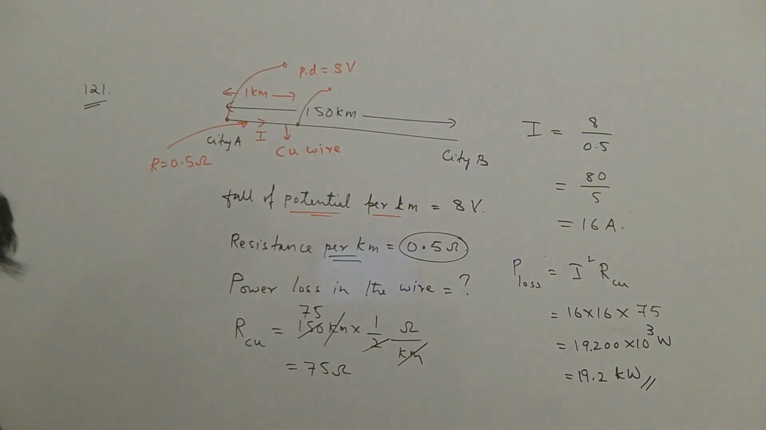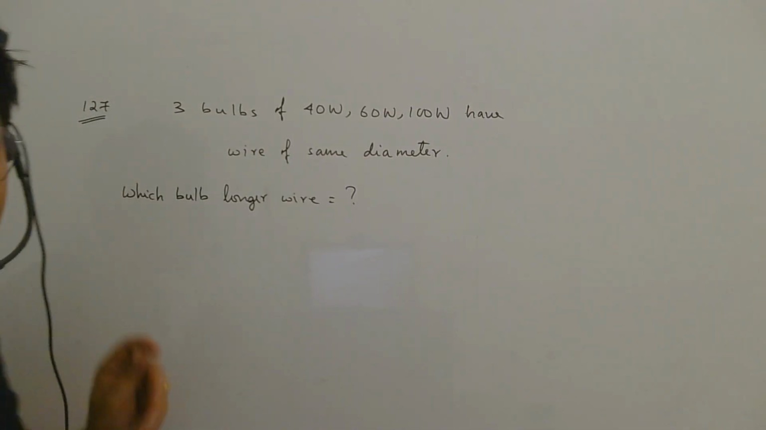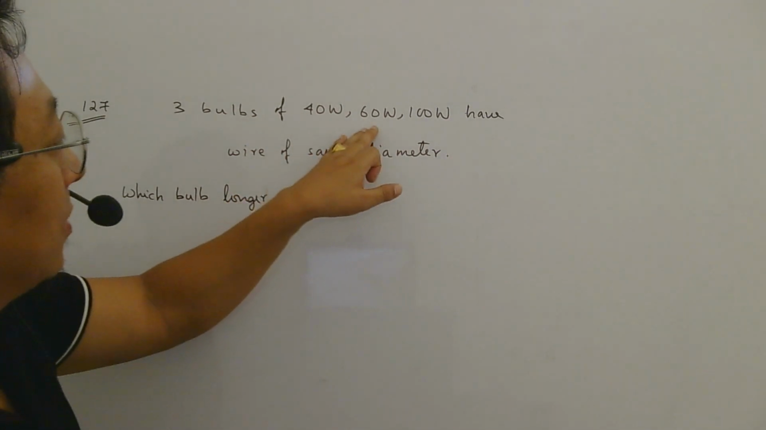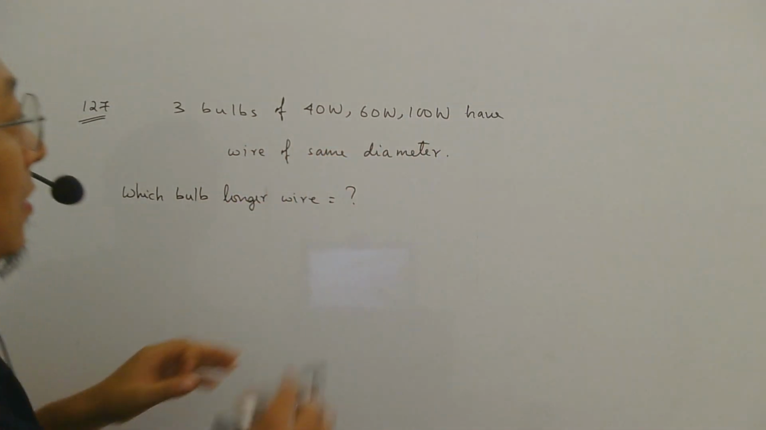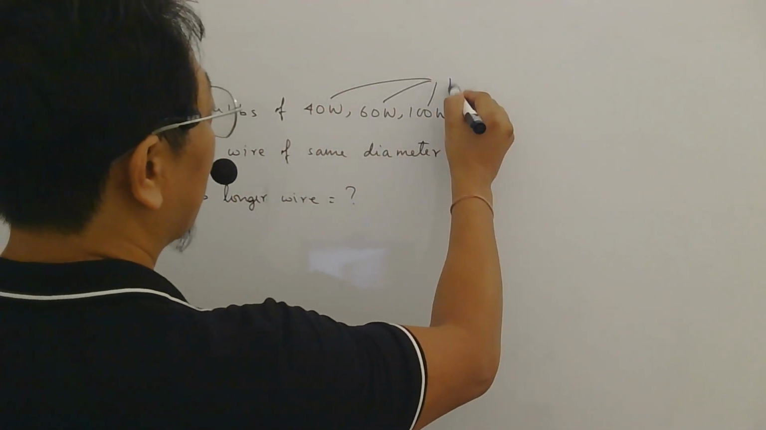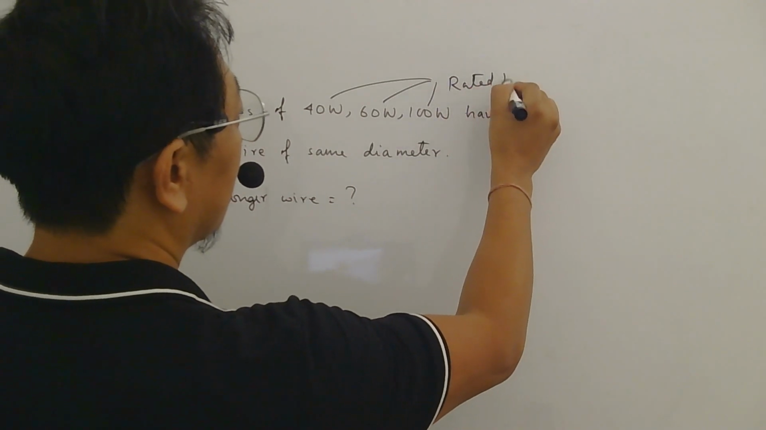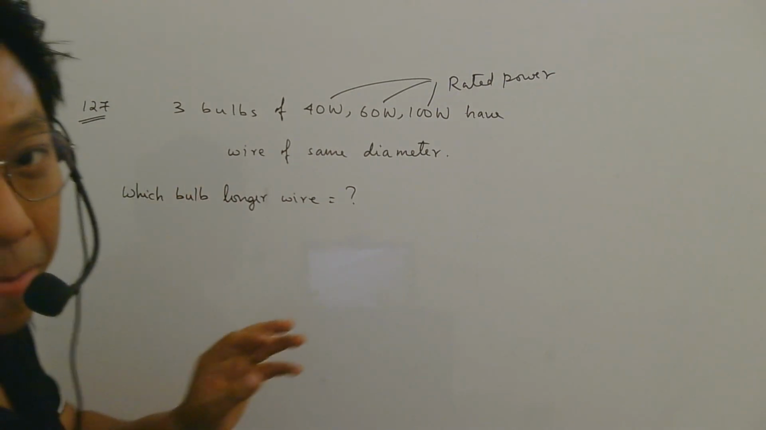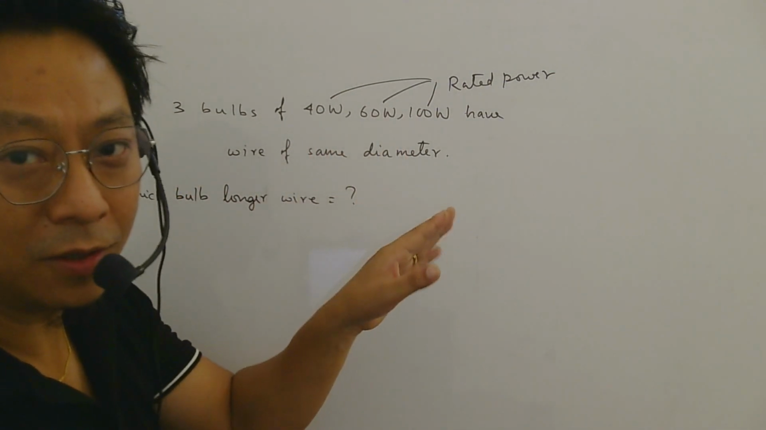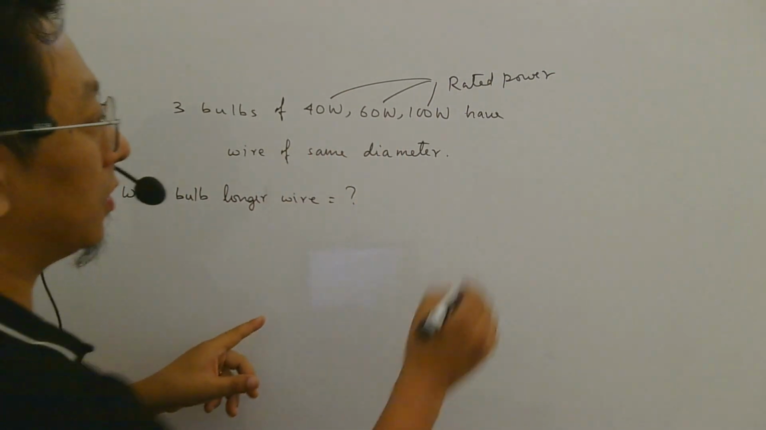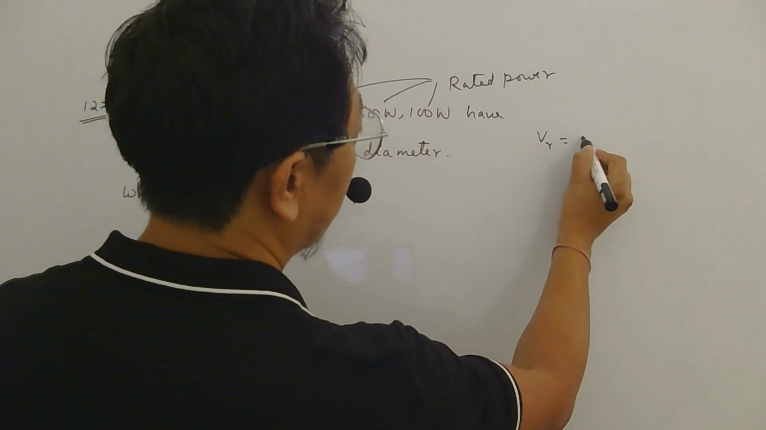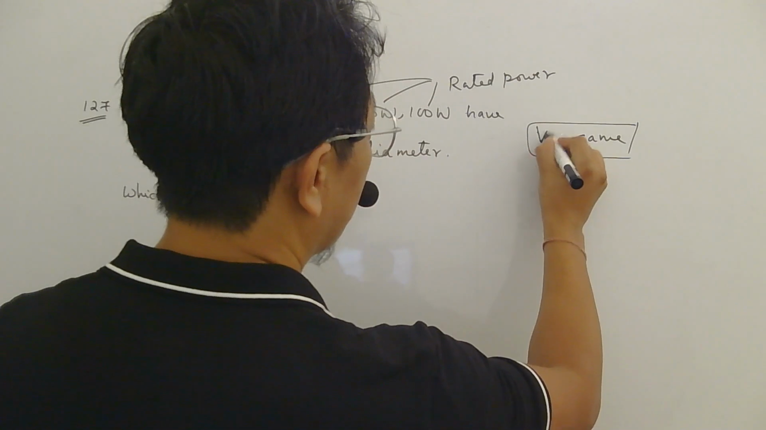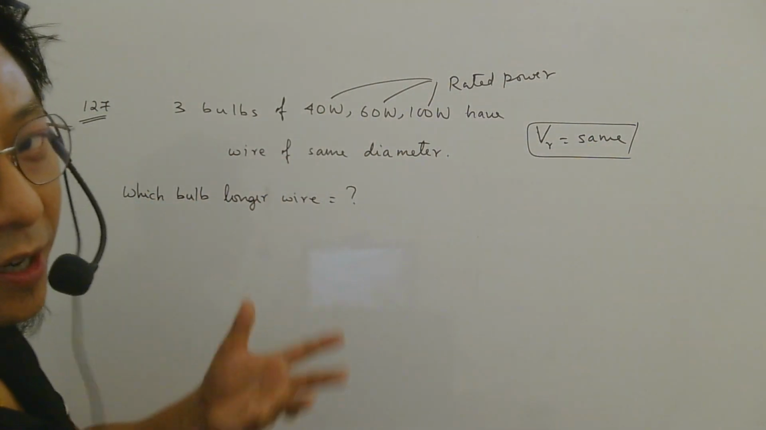Okay. So the next question, 127, it says 3 bulbs have power 40 watt, 60 watt and 100 watt. Now these are obviously rated power. So these are the rating of the bulbs. Now voltage rating is not given, so you have to assume the voltage rating is same for all of them. So rated voltage is same for all the bulbs. Usually we assume 220 volt, right, in India.